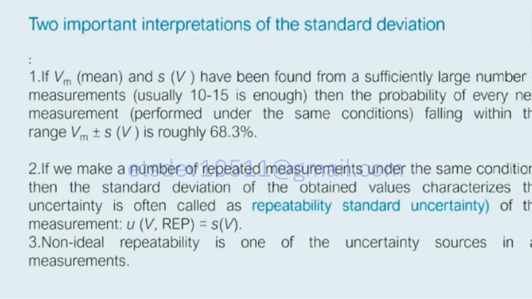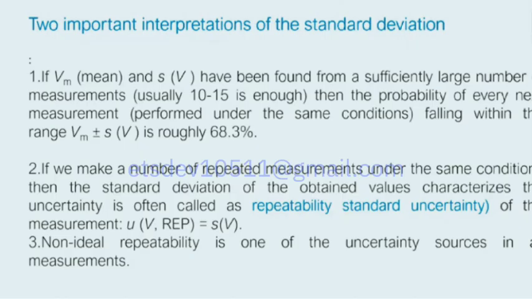And this repeatability, we call this the non-ideal repeatability, and it is one of the uncertainty sources that we use in all our calculations. Because human error, everyone makes errors, and this is a random error. So calculating the uncertainty from the repeatability of the experiments is one of the sources of uncertainty in any measurement.